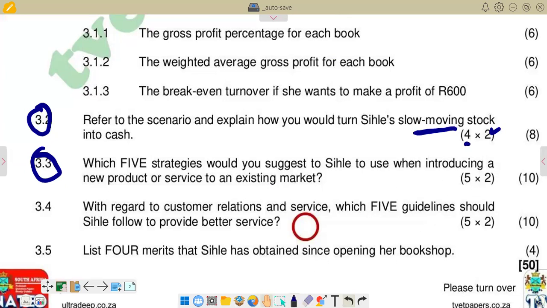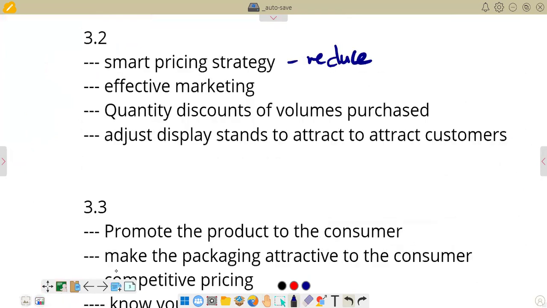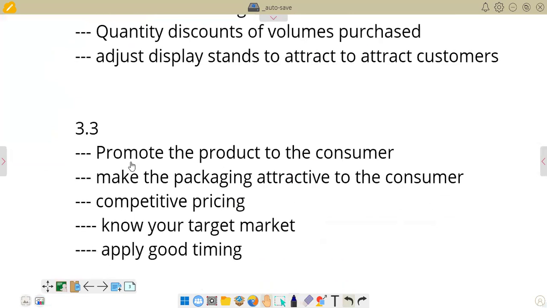If you look at the allocation of marks there, you would see that we need to raise 5 points, each one with 2 marks, and the total is 10 marks. So we can raise 5 points there. These are strategies that we can employ so that we can introduce our products into an existing market. We have points that are raised again according to 3.3. The first one is trying to promote the product to the consumer.